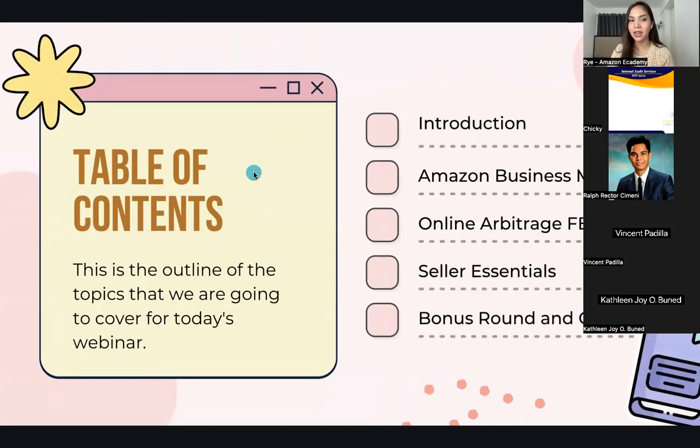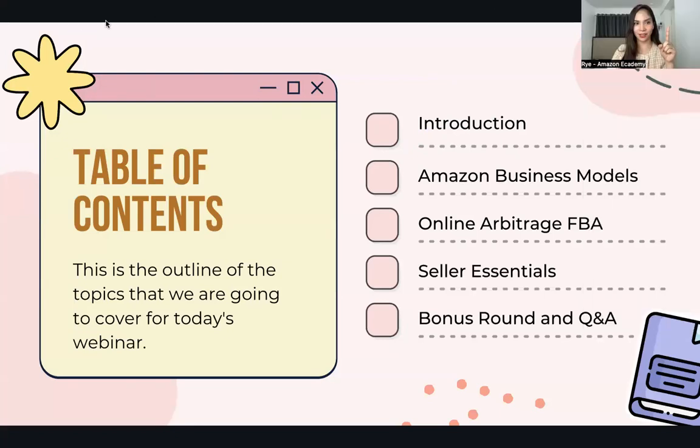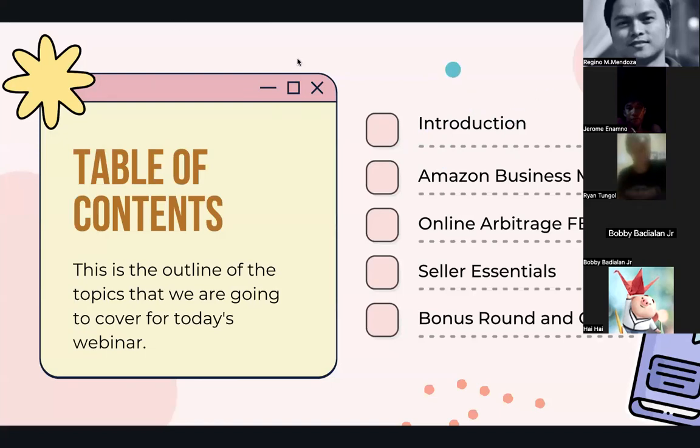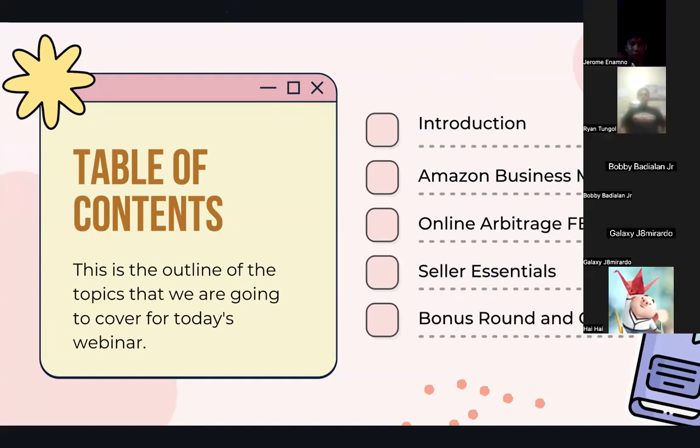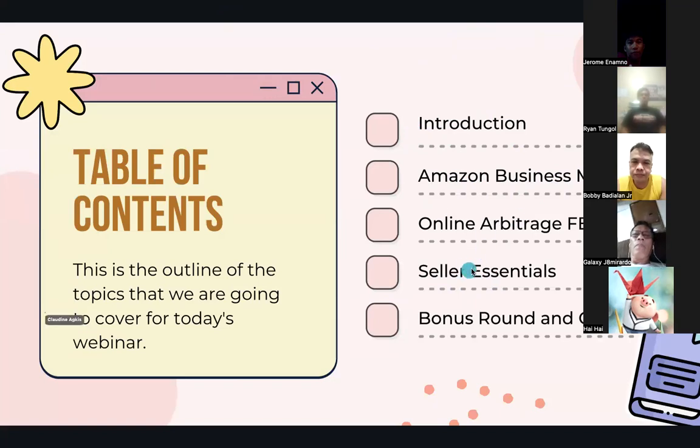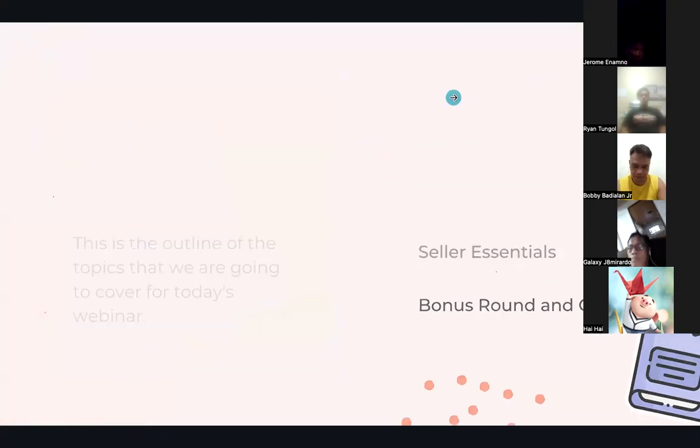Table of contents. This is the outline of the topics that we are going to cover for today's webinar. First one is introduction. Next is what are the five business models of Amazon? Third is what is online arbitrage, what is FBA, and how does it differ from the Amazon business model? The fourth one is seller essentials, the things you're going to need before selling on Amazon. And the last one is the bonus round and Q&A, where we also have games. So you need to stay till the end of this webinar. We would truly appreciate that.